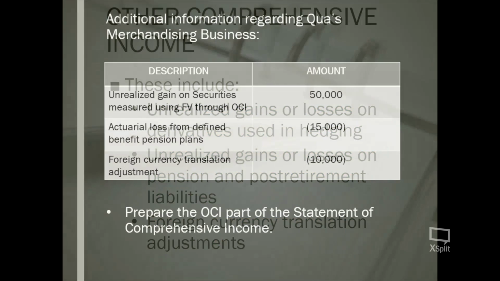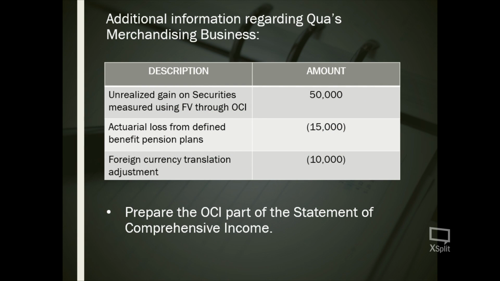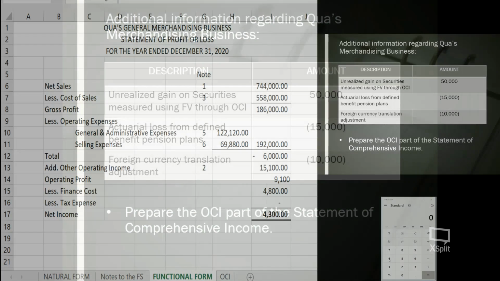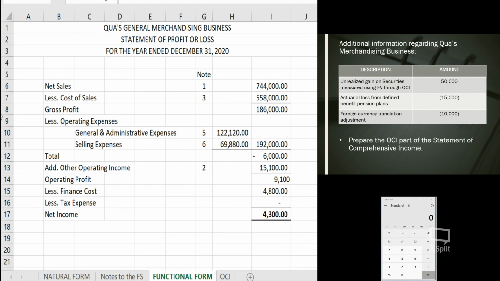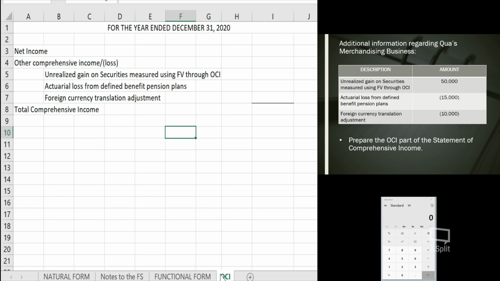Sige. Mag-solve tayo. Actually, hindi naman tayo talaga magso-solve. What I want to show you guys is yung format lang. Okay? So, the format here is like this. So, kung itutuloy lang natin, remember guys, the statement of comprehensive income has two parts. First part, we have the statement of profit or loss. Yun yung ginawa natin kanina.